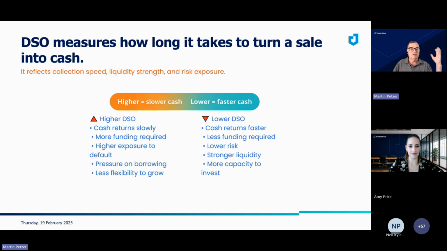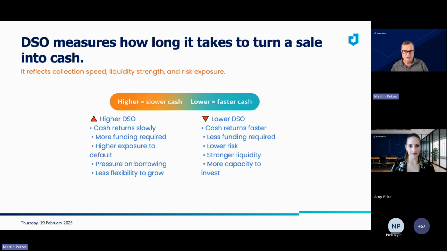What is the influence of a high DSO? What is the influence of a low DSO? And there we say, high DSO, your cash comes in slowly, or funding is required. Why? You don't have money, so now you've got to go and borrow money to manufacture, or to purchase more stock, or to pay your staff. And now you are starting to put strain on your cash flow. Higher exposure to default. What am I saying? The longer stuff cash stays outstanding, the more difficult it becomes to collect that cash.